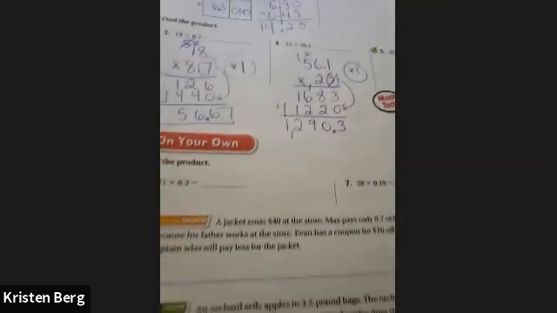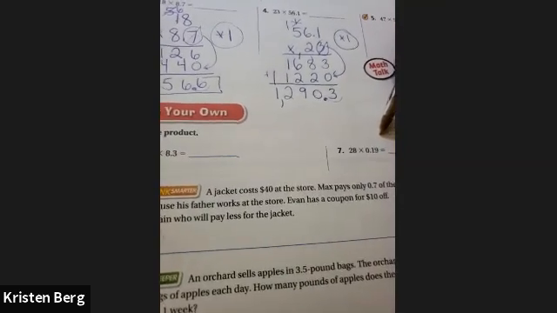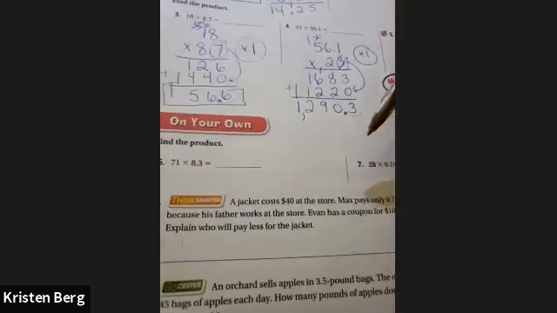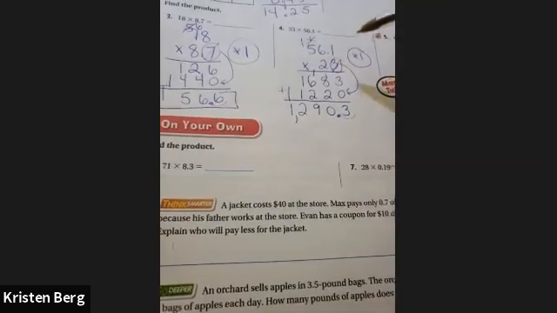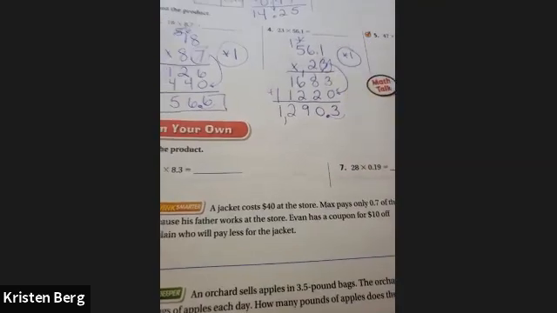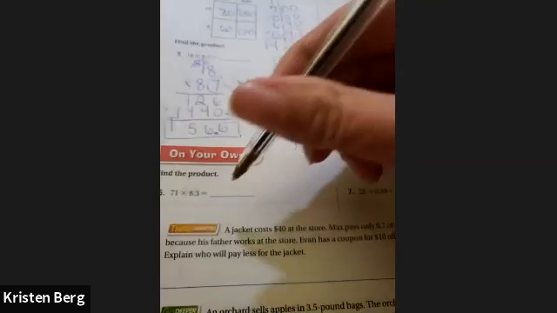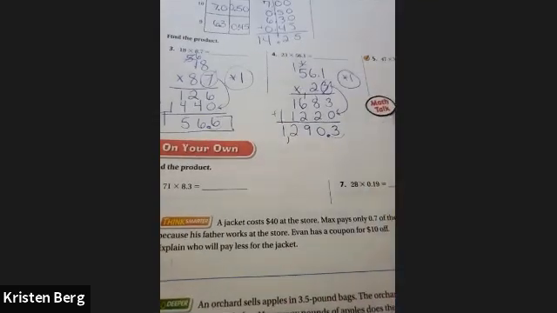Now I want you to try 6 and 7 on your own. So please pause this and try those on your own. Remember, it is normal multiplication. The only difference is just moving that decimal in, however many numbers are after the decimals. So please pause this and try these 2 on your own.